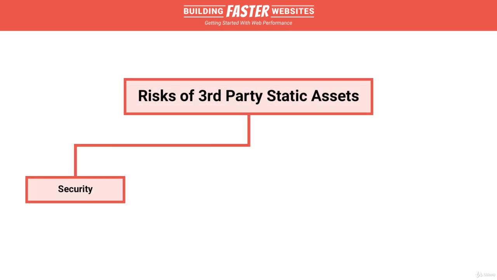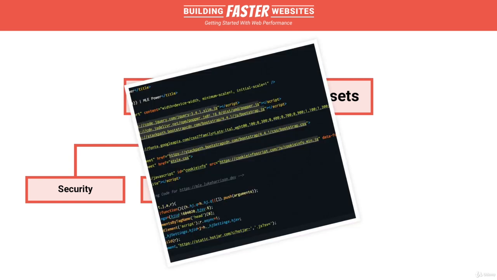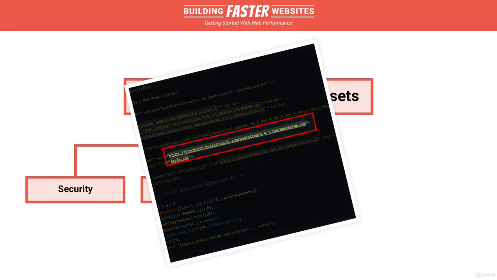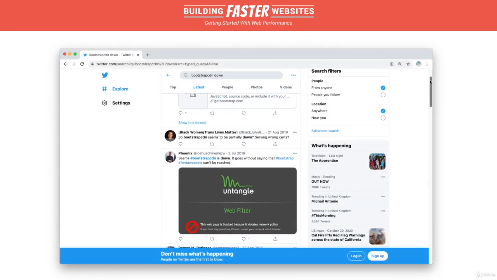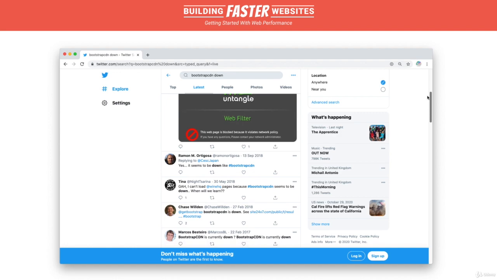What if the code changes without you knowing? Whether done accidentally or maliciously, you will be serving that code on your website. Third-party resources may have off days where they may load slow, or not at all. Take Bootstrap CDN for example. We're depending upon this for a large chunk of our CSS, but a quick search on Twitter reveals that it has suffered outages in the past.